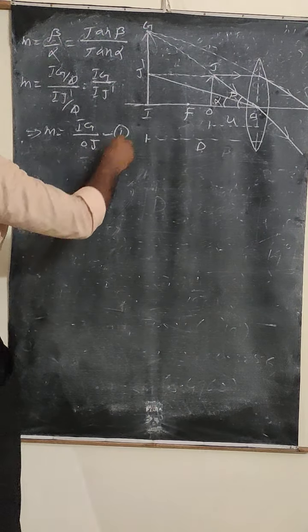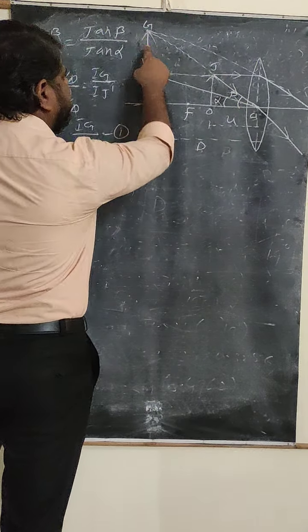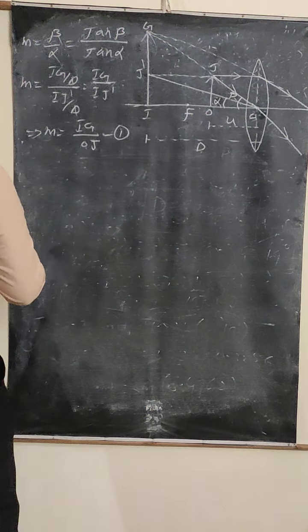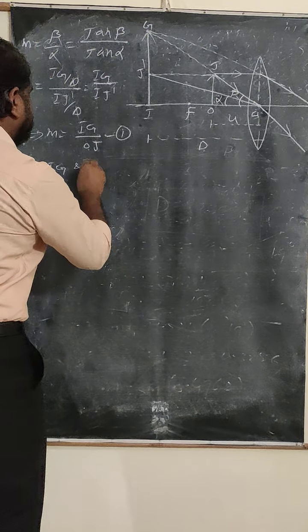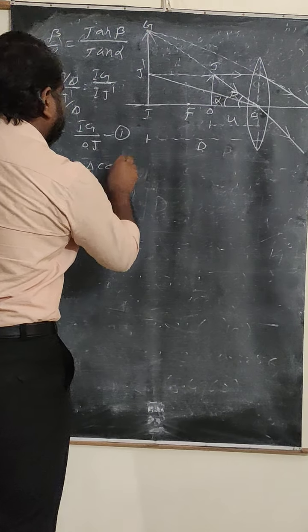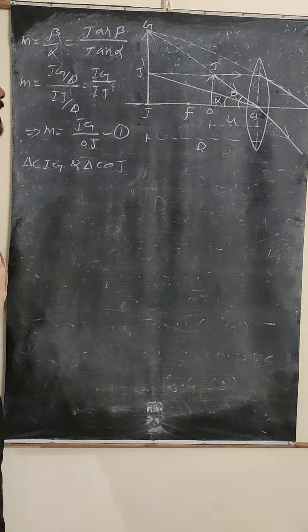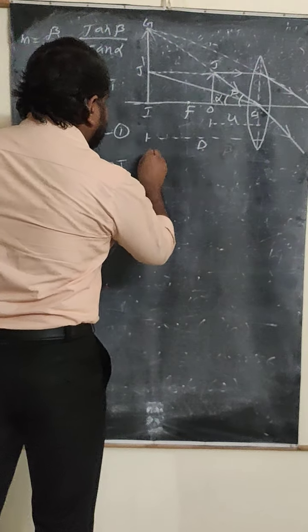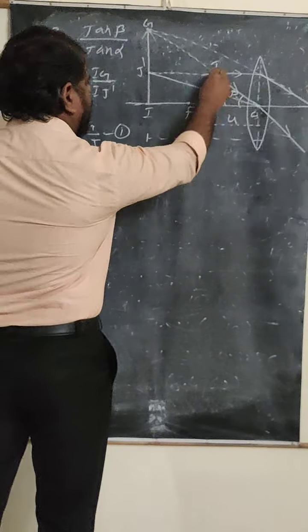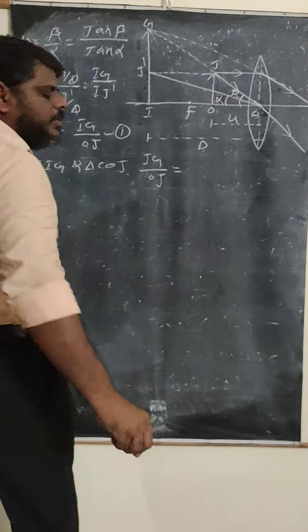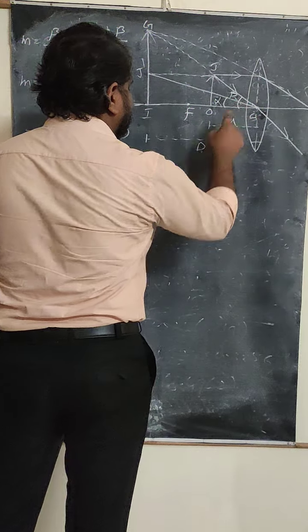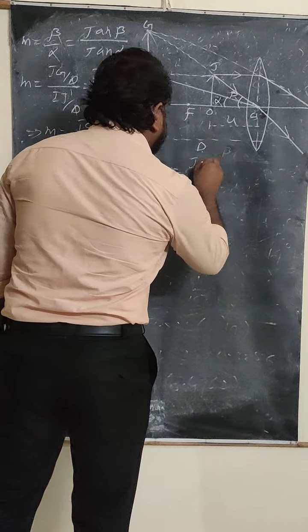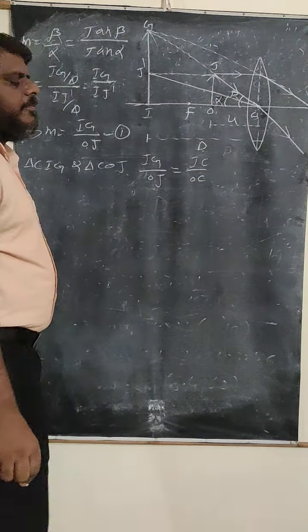It can be written from the triangles. What triangles are we taking? CIG and COJ. If both are similar triangles, we can write from the triangles CIG and COJ. So what are we going to write here? IG by OJ is equal to, next, what can you write? IC by OC. Okay, it may be written as IC by OC.